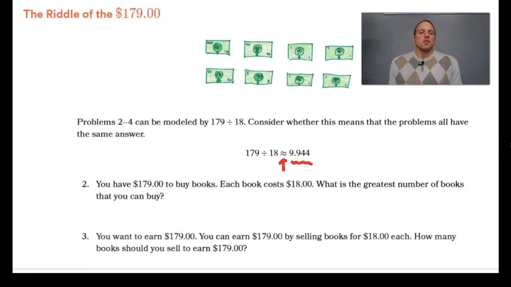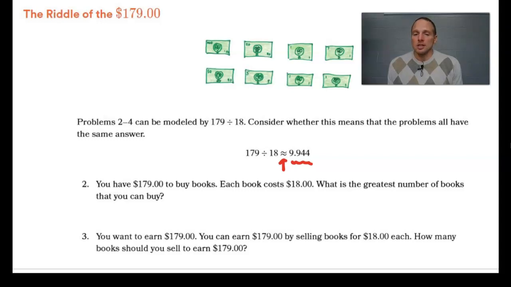Number 2, you have $179 to buy books. Each book costs $18. What's the greatest number of books you can buy? So if I divide that out, I'm going to get 9.944. Here's the question. How many books can I buy? Well, can I buy a part of a book? Can I buy 0.944 books? Nope, I sure can't. It's got to be a whole book.